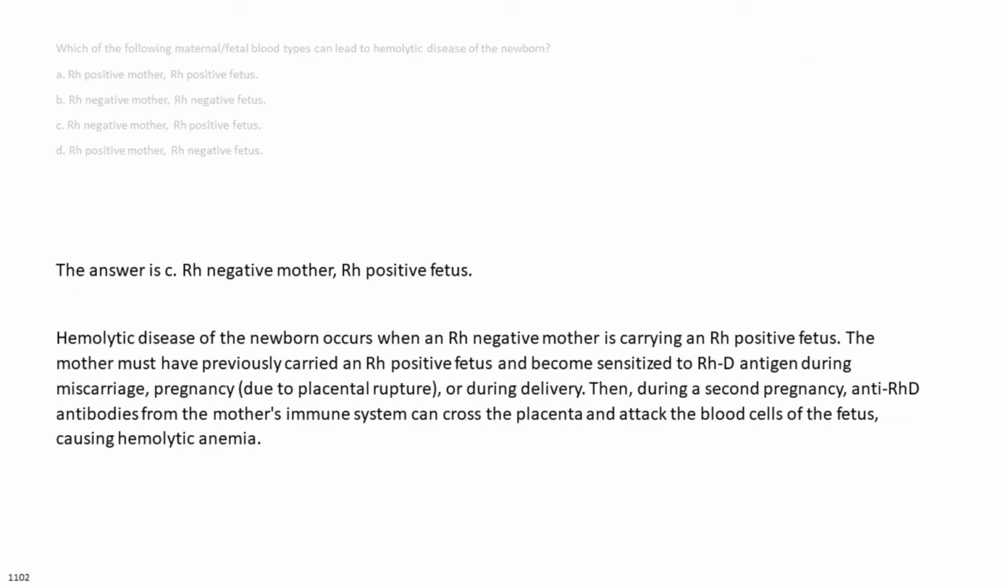The answer is C. Rh negative mother, Rh positive fetus. Hemolytic disease of the newborn occurs when an Rh negative mother is carrying an Rh positive fetus. The mother must have previously carried an Rh positive fetus and become sensitized to RhD antigen during miscarriage, pregnancy, due to placental rupture, or during delivery. Then, during a second pregnancy, anti-RhD antibodies from the mother's immune system can cross the placenta and attack the blood cells of the fetus, causing hemolytic anemia.